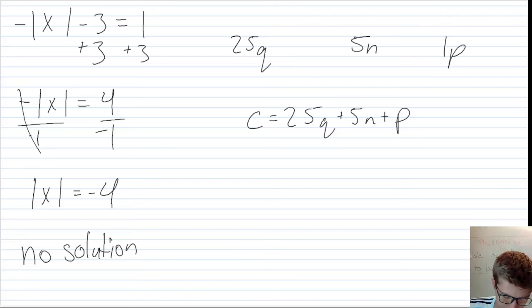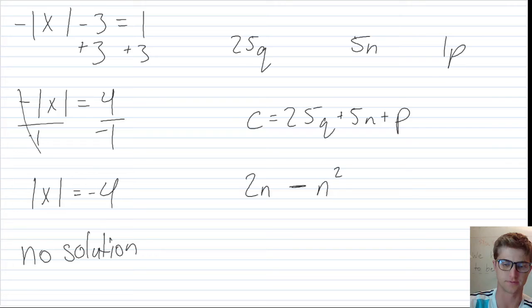Number 4, the difference between twice a number and the number squared. So the difference means subtraction, so the difference between twice a number, which is 2 times a number, and that number squared. Number squared. There we go. Great. All right, 6 and 8 to finish it off.